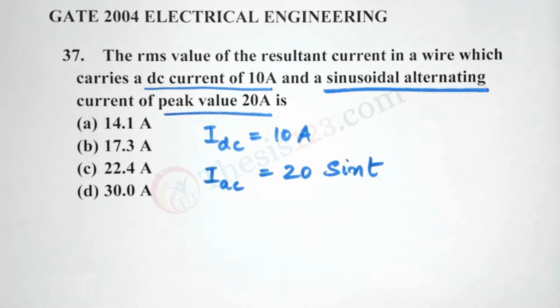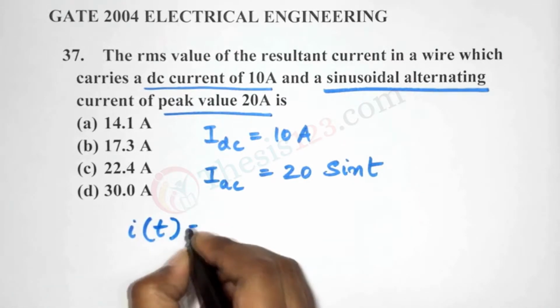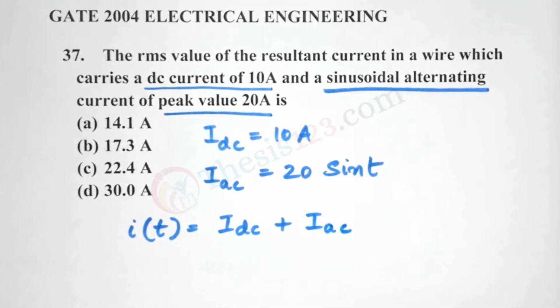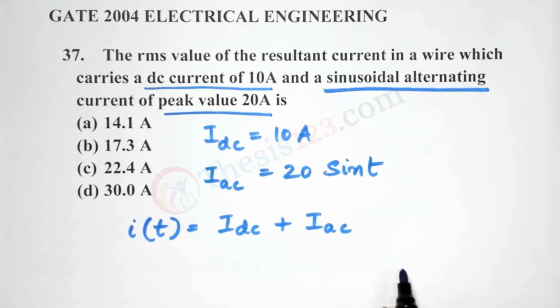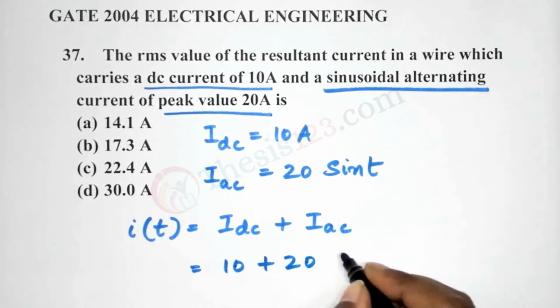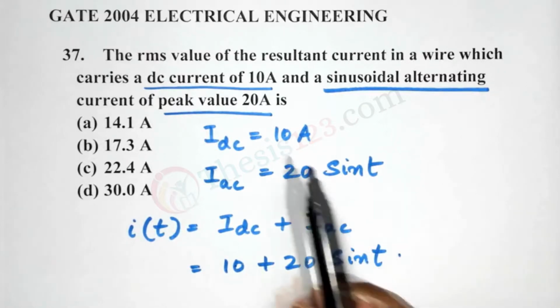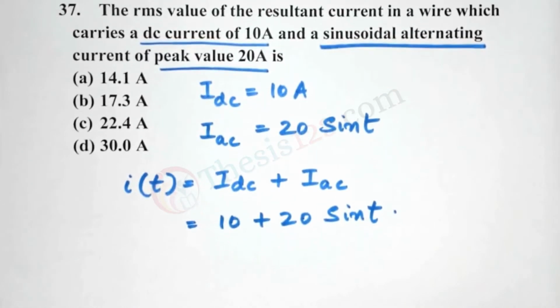Now, let's write down the total current. I of t is given as IDC plus IAC. That is the resultant current. So, we add up both of these parts to get the expression. So, our expression would be 10 plus 20 sin t. Now, we have been asked to find out the RMS value. So, to find out the RMS value, we will use the following formula.